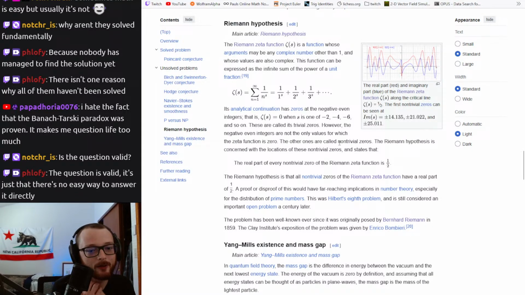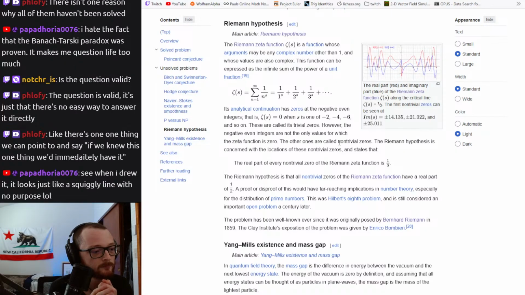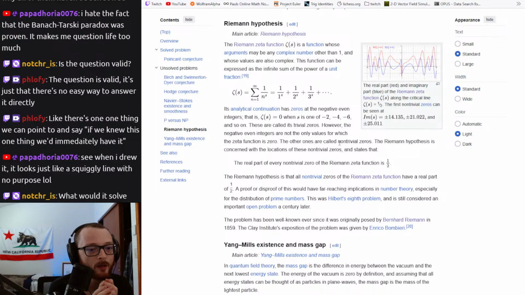Is the question valid? Probably, yeah. If you can find some counterexample, they would take that too, I'm sure. It's probably a valid question though, well defined. What would it solve? It probably doesn't have a direct application to some real world problem. It might, but not that I know of.